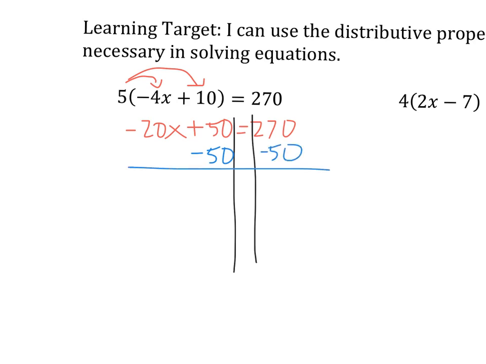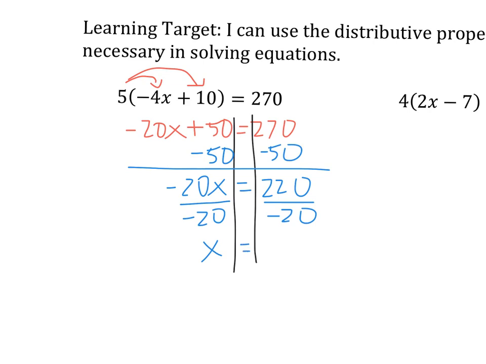And then I will bring down my negative 20x. That positive 50 minus 50 cancels out. So that is equal to 270 minus 50 gives me 220. And now my next step is to undo that multiplication. So I'm taking negative 20 times x. So I want to divide by negative 20 because division is the inverse of multiplication. And then I will end up with x is equal to, so those cancel out there, x is equal to negative 11. Okay? And then we can always check our answer to make sure that it's correct by substituting that back into the original equation.